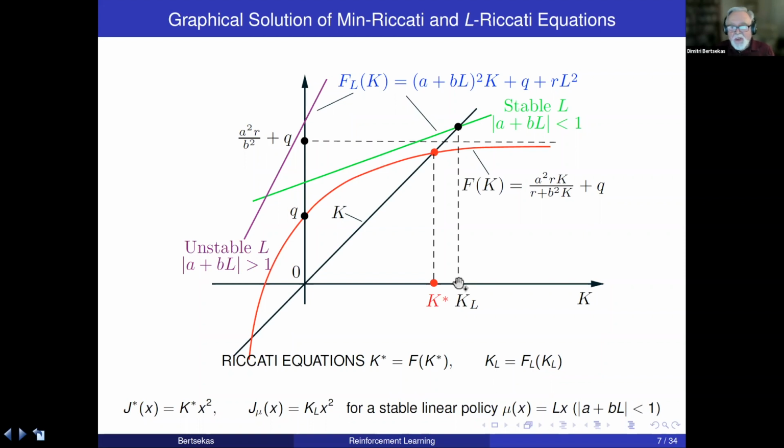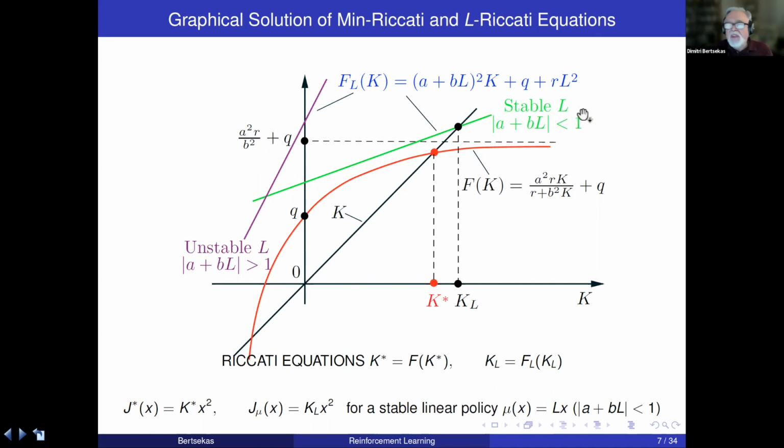Now, this picture depends on the slope of this green line. If the slope is less than 45 degrees, then there's a legitimate interception with a 45-degree line. You can see this from this expression. If (A plus BL) squared is less than 1, then the slope of the green line is less than 1. And (A plus BL) squared being less than 1 corresponds to a stable policy.